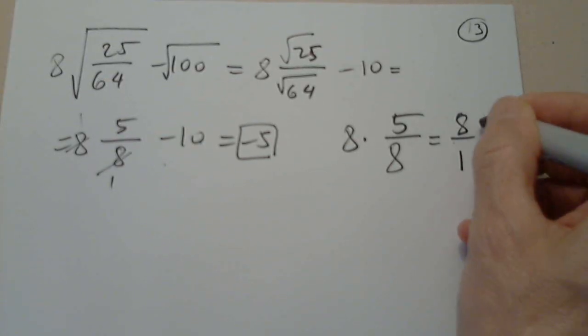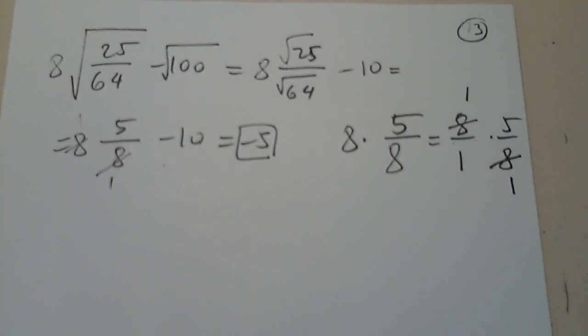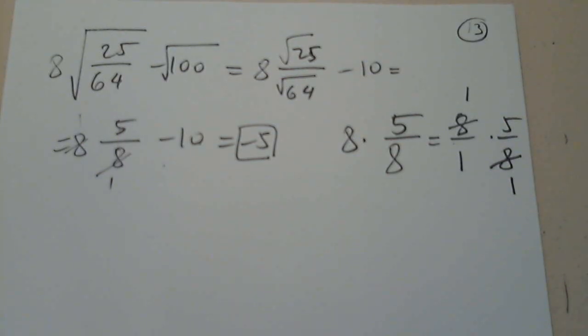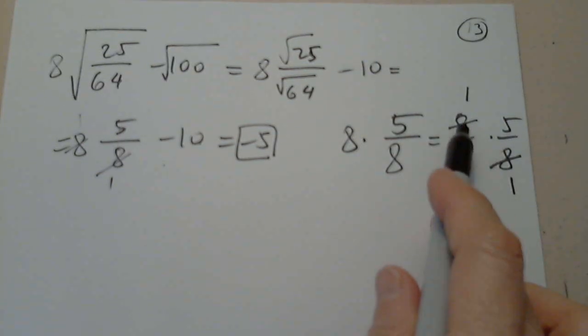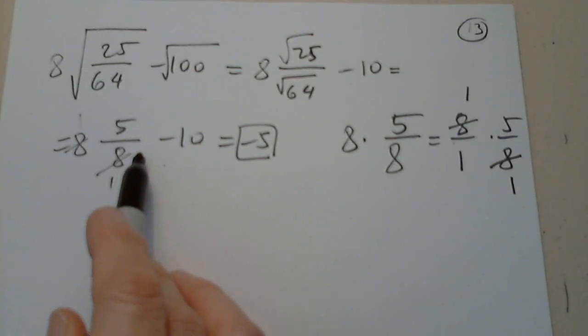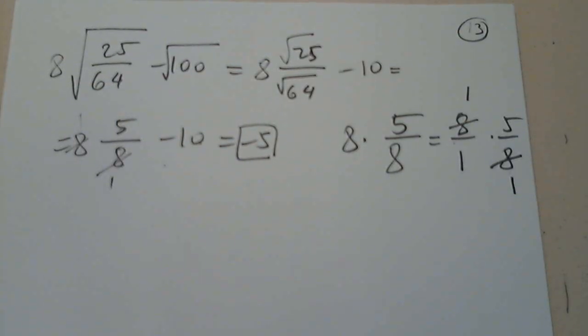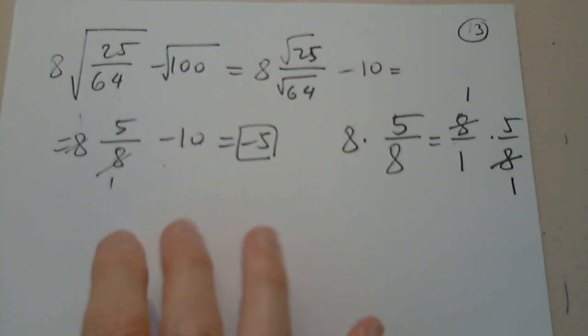And as we always do, we simplify first. If we can simplify, we always simplify before we multiply. Or you multiply 8 by 5, 40 divided by 8, and you still get 5. But we prefer to simplify, and we just get 5. So this product gives us 5. 5 minus 10 is negative 5. Was that the question? Yes, that was the question. Is it better now? It's better.